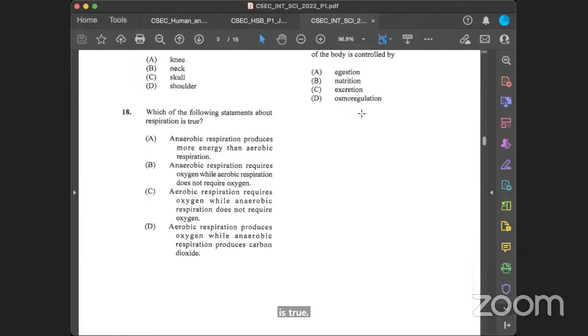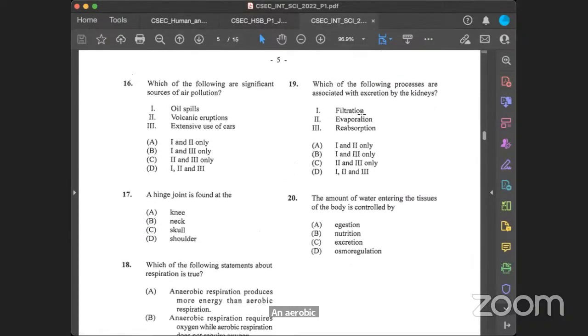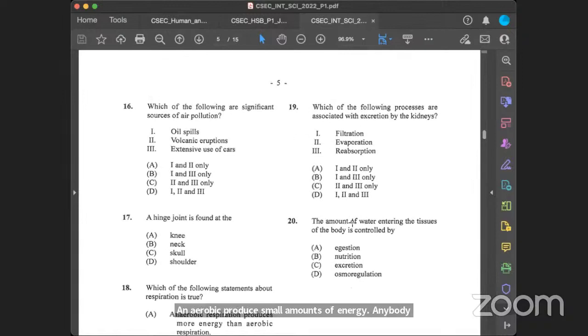Easy answer. C. Yep, C is correct. Remember, aerobic respiration also produces large amounts of energy. Anaerobic produces small amounts of energy. Anybody remember exactly how much ATP of energy? 38 ATP for aerobic and 1 to 2 ATP for anaerobic respiration. Very good.